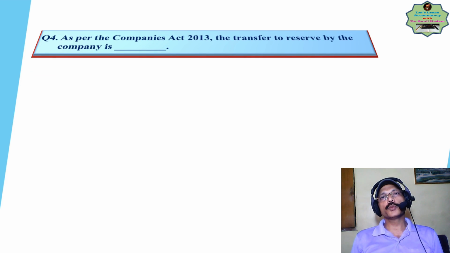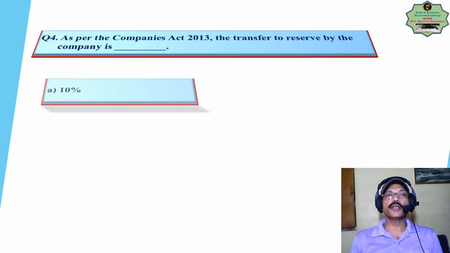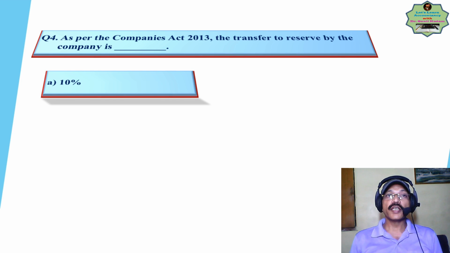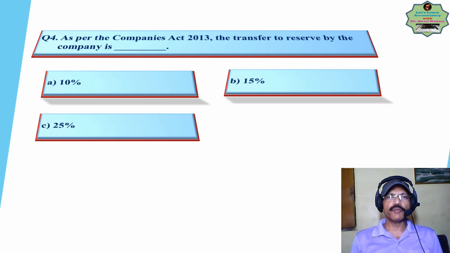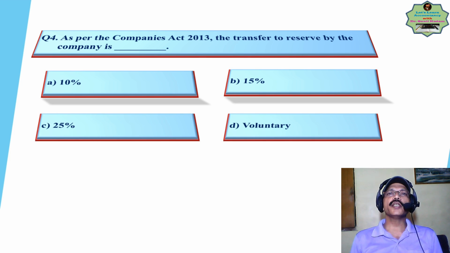As per the Companies Act 2013, the transfer to reserve by the company is important. Let's find out the options for it. Transfer to reserve can be 10%, 15%, 25%, or voluntarily. A company wants to transfer its profit to reserves. How much percentage can they transfer? 10%, 15%, 25%, or voluntarily. So the correct option for this is voluntarily.